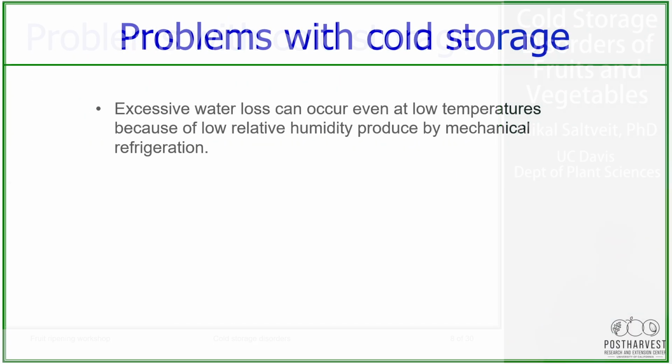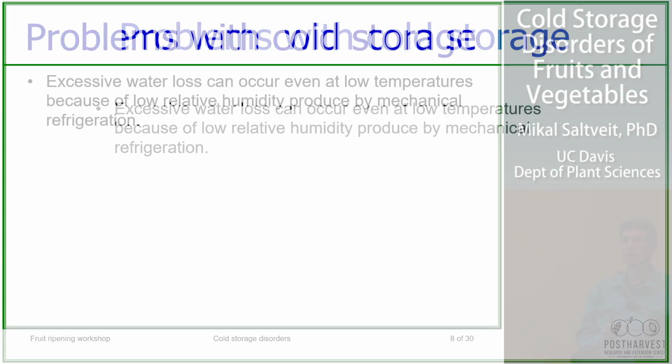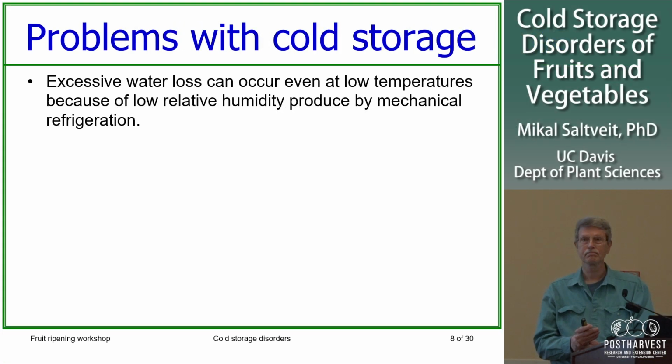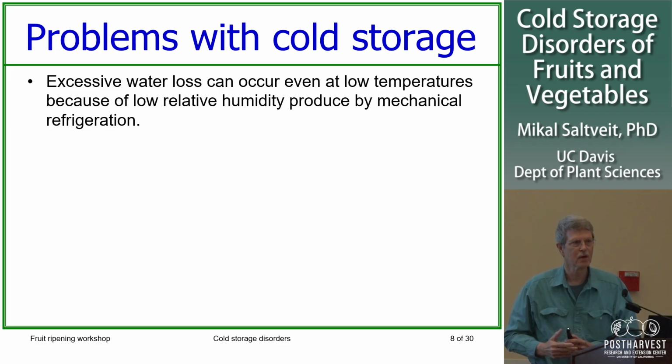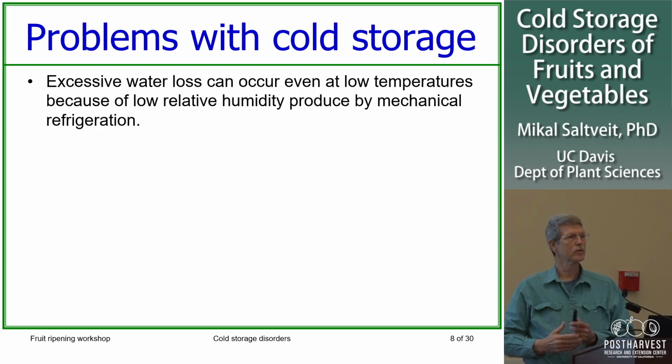Okay, problems with cold storage. Excessive water loss. How can you have excessive water loss when you're holding these things close to 0 degrees Celsius? Because the air coming off the coils is going to be at what relative humidity? You've got a great big bank of coolers up there, evaporators. You have the air coming off the evaporators. It's 0 degrees, coils are cold, 0 degrees air coming out. What's the relative humidity? It's going to be 100%, right?